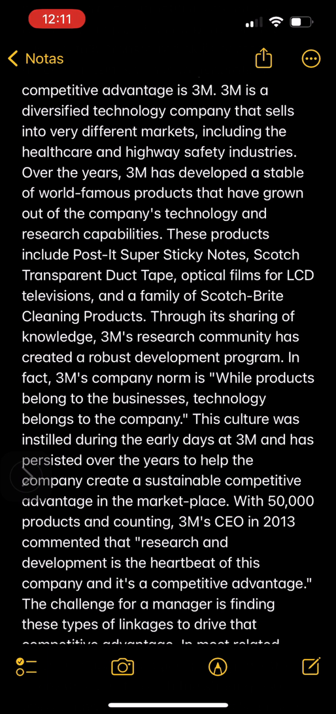These products include Post-it super sticky notes, Scotch transparent duct tape, optical films for LCD televisions, and a family of Scotch-Brite cleaning products. Through its sharing of knowledge, 3M's research community has created a robust development program. In fact, 3M's company norm is: while products belong to the businesses, technology belongs to the company. This culture was instilled during the early days at 3M and has persisted over the years to help the company create a sustainable competitive advantage in the marketplace.